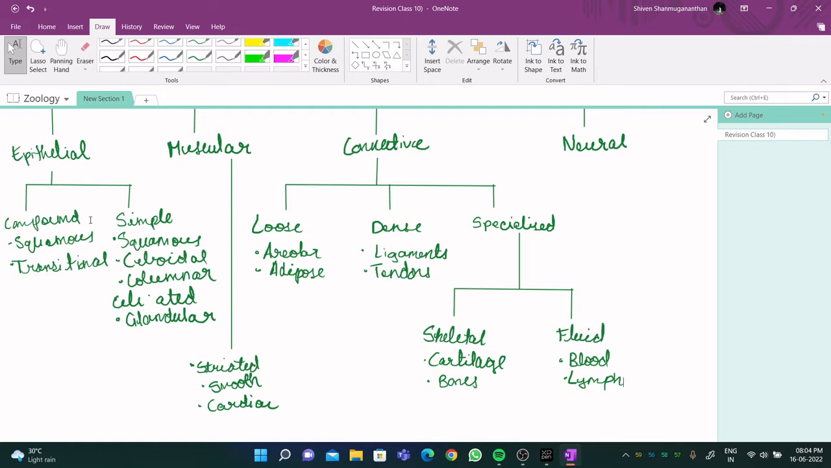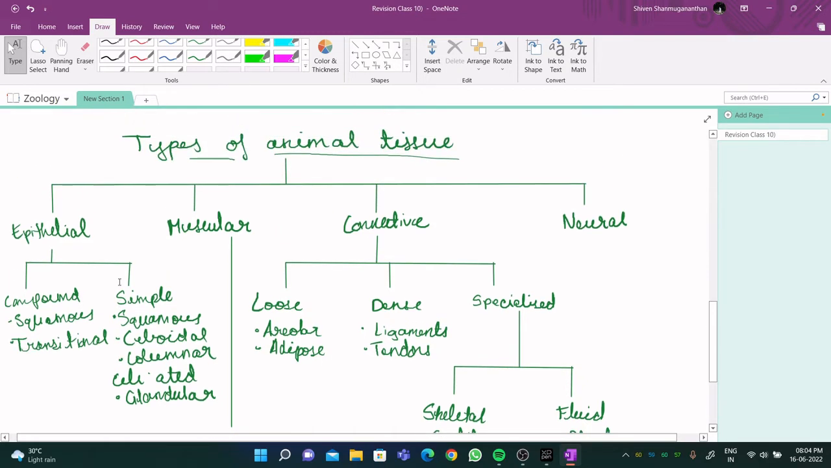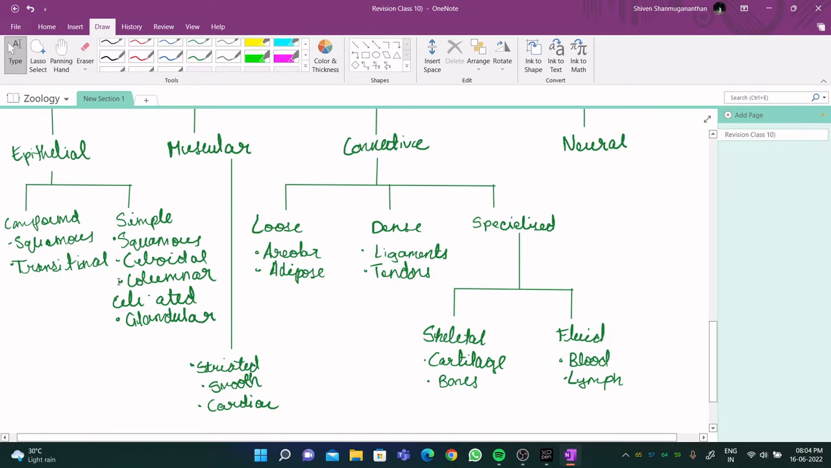So only the bottom layer touches the basement membrane, and the other layers are on top of each other. Now, examples of simple epithelial tissue would be squamous, cuboidal, columnar, ciliated, and the glandular tissue. And examples of compound epithelial tissue would be squamous and transitional. Squamous tissue is of two types, as you can see, simple and compound. Next, we have muscular. Examples of muscular tissue are striated muscles, smooth muscles, and cardiac muscles.